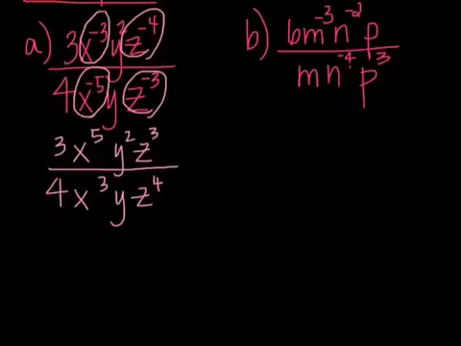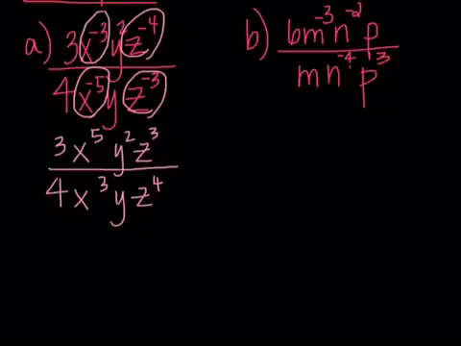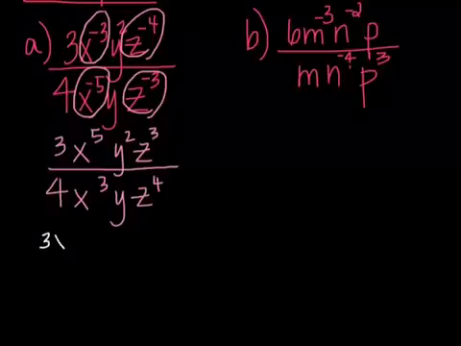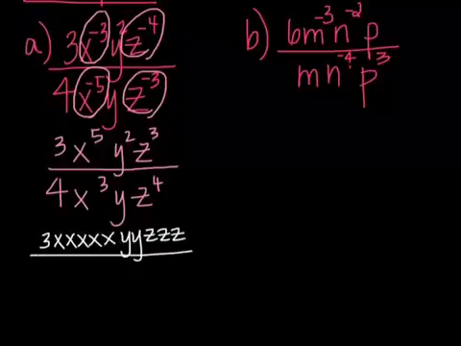Now I see that there are some exponents that can be simplified. So I'll expand it out. My top becomes 3x to the fifth as x times itself 5 times, y squared z to the third, all over 4x to the third y z to the fourth.